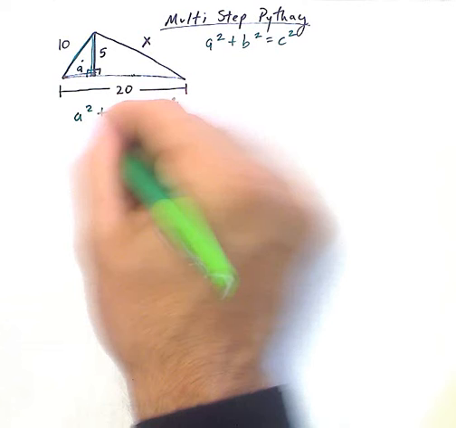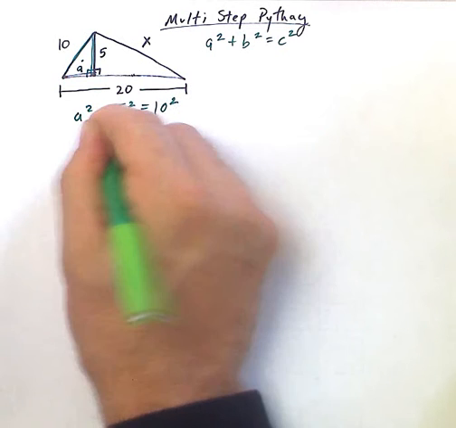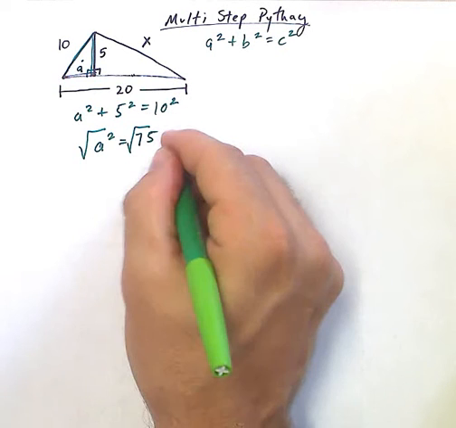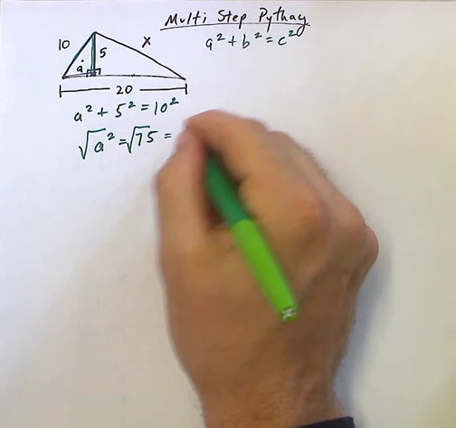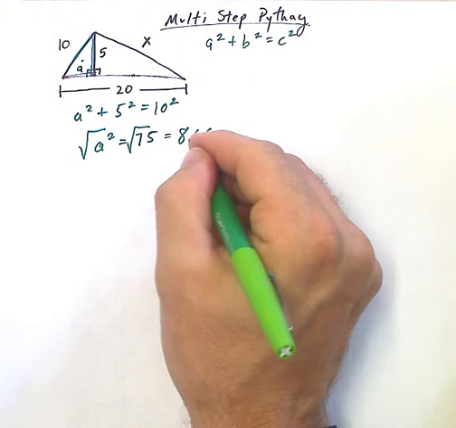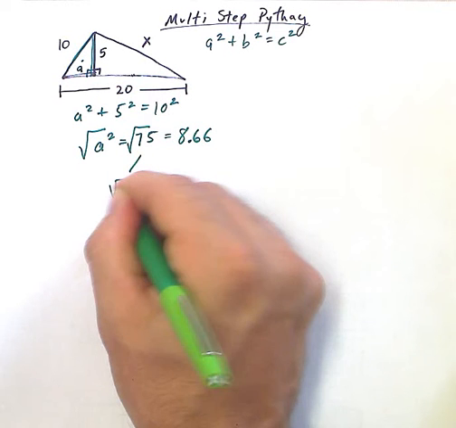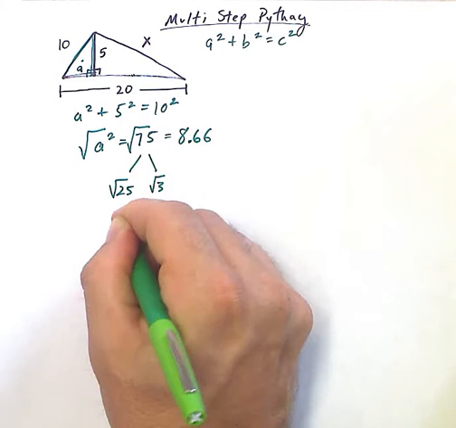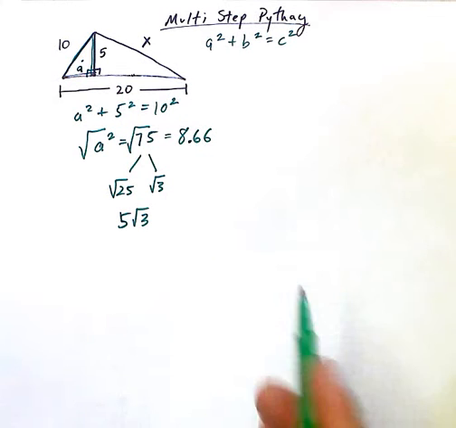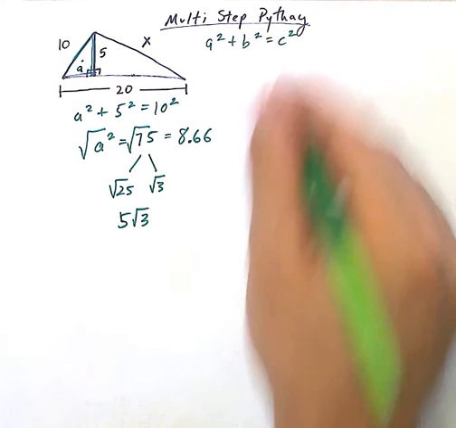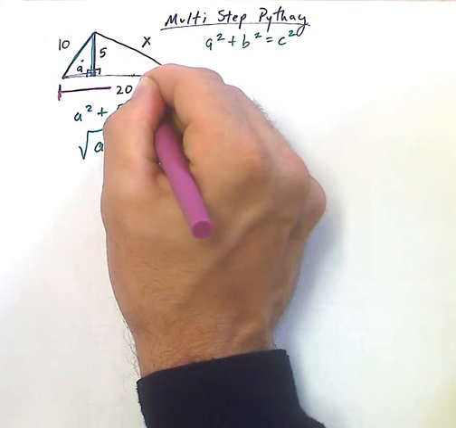If I subtract the 25 from the 100, I end up with a squared is equal to 75. Take the square root, and I'll end up with 8.66. Now in this case, I probably want to stick to using a decimal. I could break this down into the 25 and the 3 and get a 5 square root of 3. And I could work with that number, but then I'm subtracting 20 minus 5 square root of 3. That could get difficult. So what I'll do is now I know the distance of the whole bottom side of this triangle here is 20.